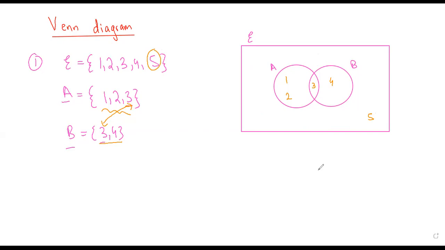Let's talk about another example. Let's say the universal set is the same, and this time around B has 2, 3 and 5. Okay, this is the example. Now please pay attention.